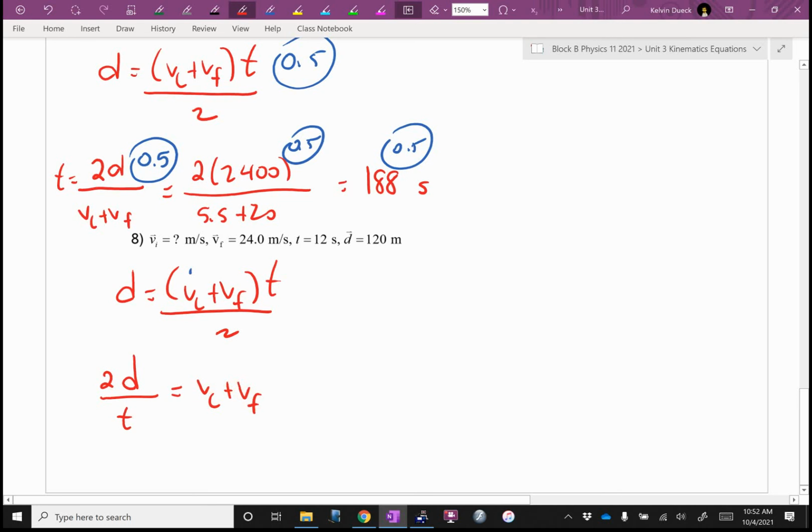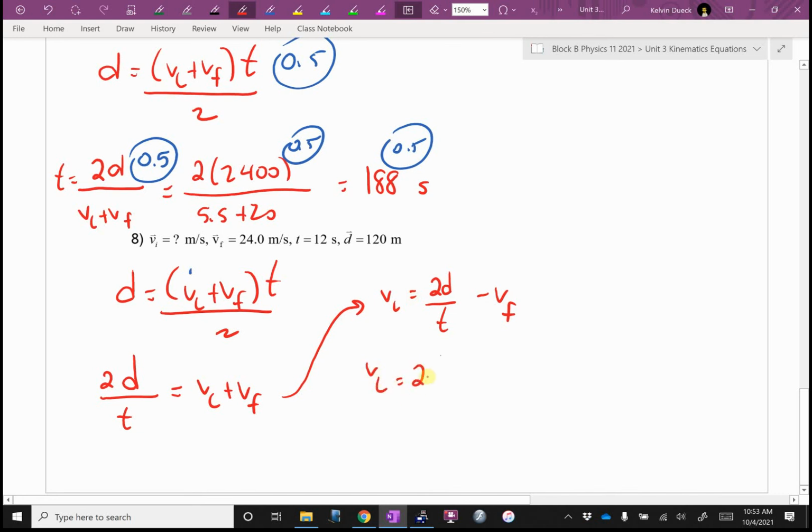What's the VF doing to the VI? How will I move the VF over then? When I do that, I'll get this. I'll get 2 times D over T, not inside the fraction, after the fraction. That's where the minus VF is going to go, because it's not being divided by T, so it doesn't go into the fraction. That equals VI.